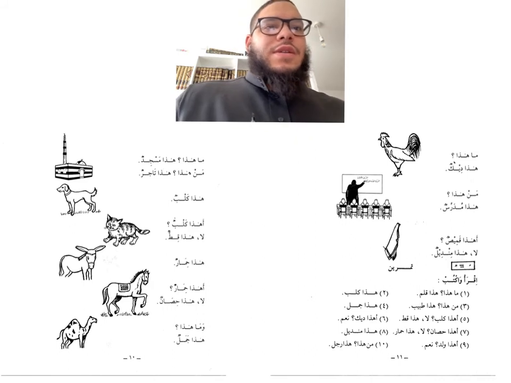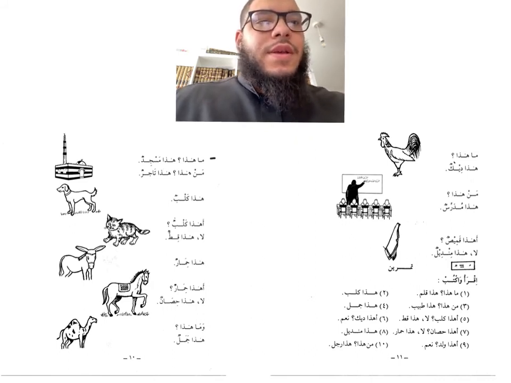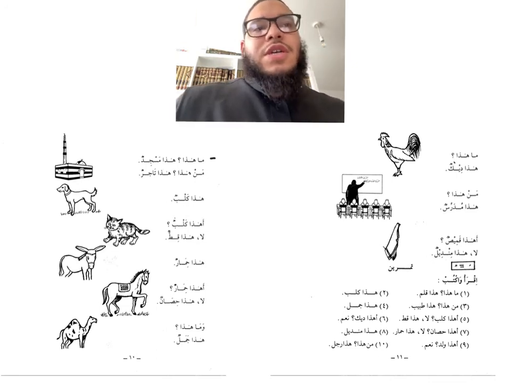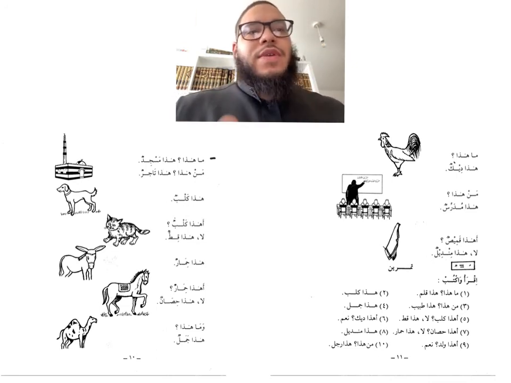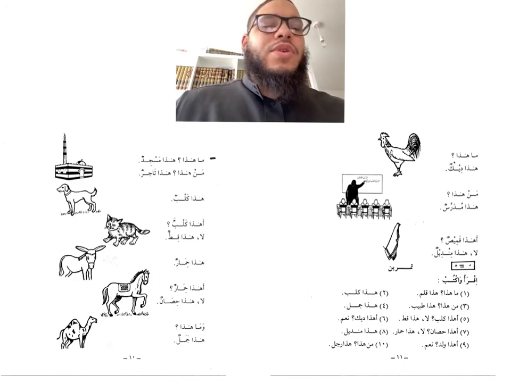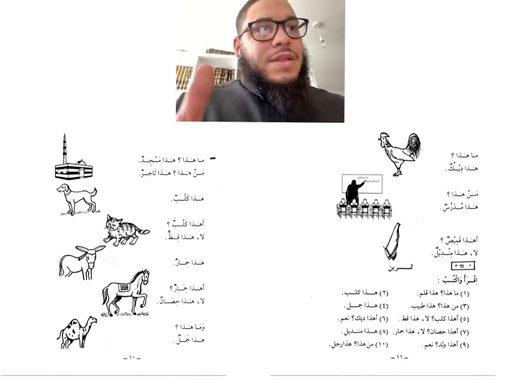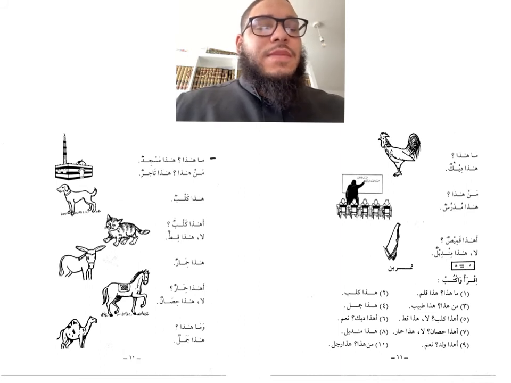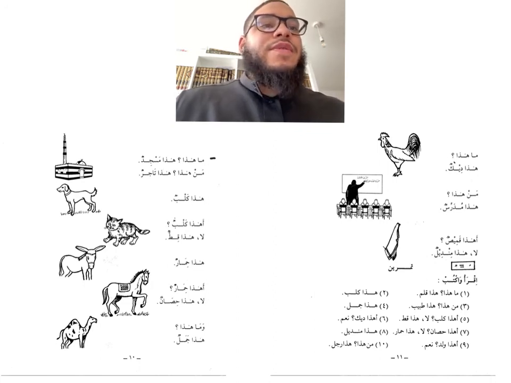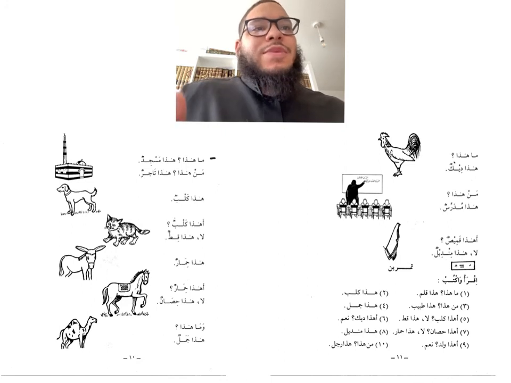So in continuing this lesson, as you can see now, starting from here, we're going to be practicing the different usage of everything that we have discussed within this lesson so far, and this will be the end of lesson 1. So here you can see it says ma hadha. What is this? Hadha masjidun. This is a masjid or a mosque. Now this is referring to objects, as I made clear in the previous part of the lesson. Man hadha, who is this? Hadha tajirun. This is a merchant or a businessman. So now we're asking about an actual person. So we say man hadha.